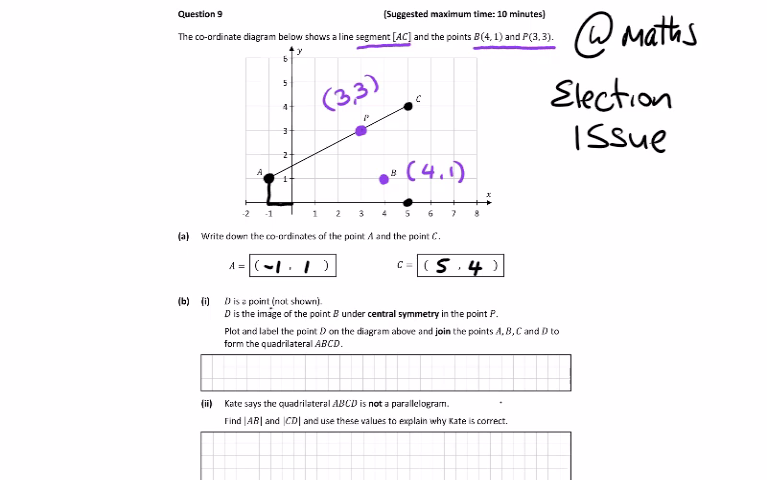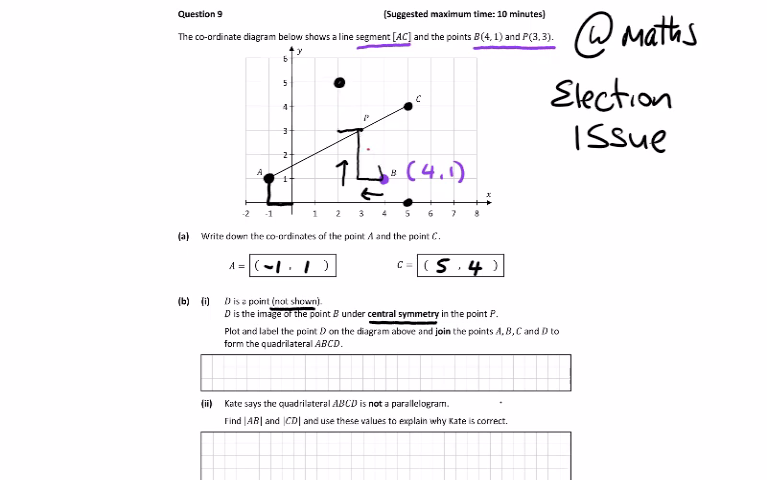D is not shown. It's the image of the point B under central symmetry, so bringing a bit of symmetry into coordinate geometry. Central symmetry in the point P. So we have to go from B to P, and we have to do the image the other side. So what have we done? Let's look at our triangle here. We've gone back 1 and up 2. So back 1, up 2 will get us to here.